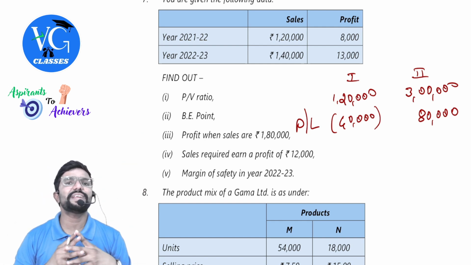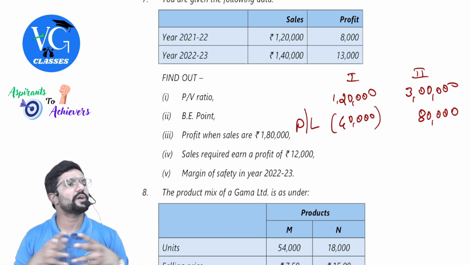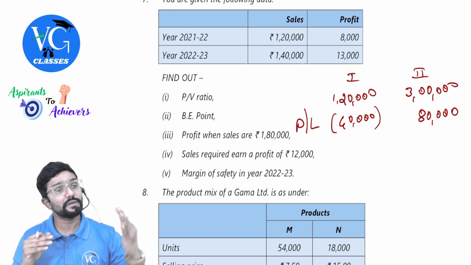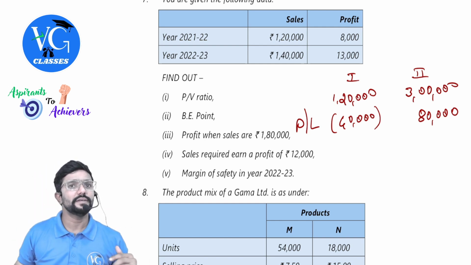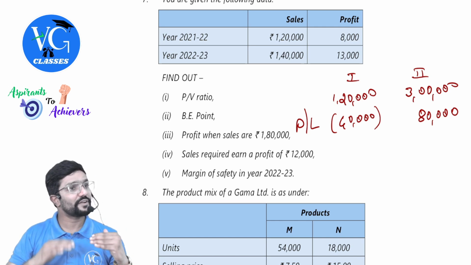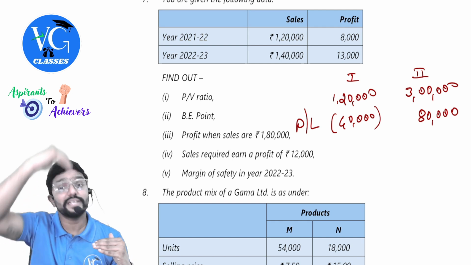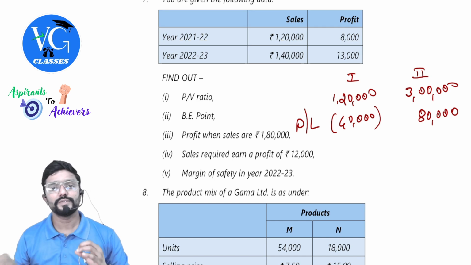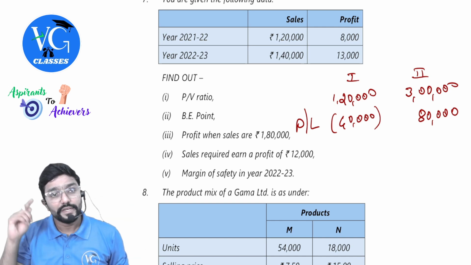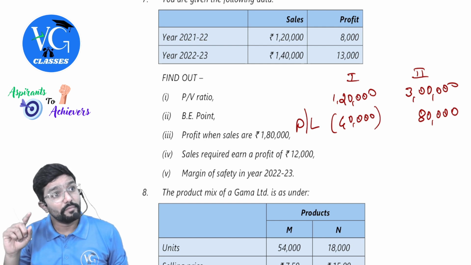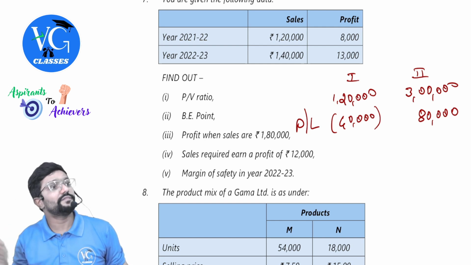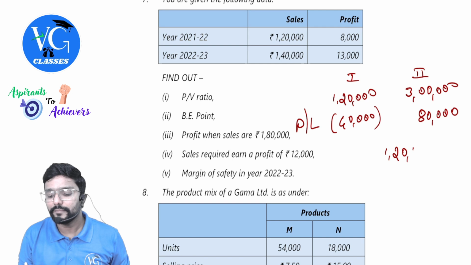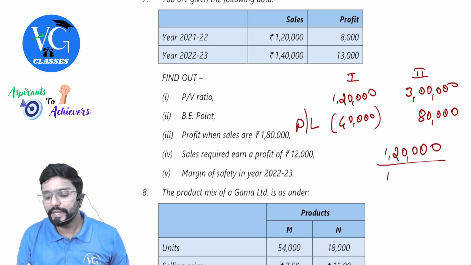When things are like this, how do we calculate PV ratio? Change in profit divided by change in sales. Guys, change in profit: in the second period, my start is minus. From minus I have to go to 0 first, then plus. So totally what is the change in profit? My 80,000 minus again minus 40,000. So minus minus will become plus. So 1,20,000 divided by 180.